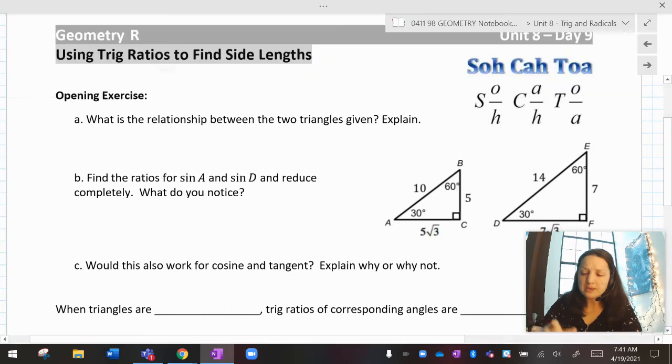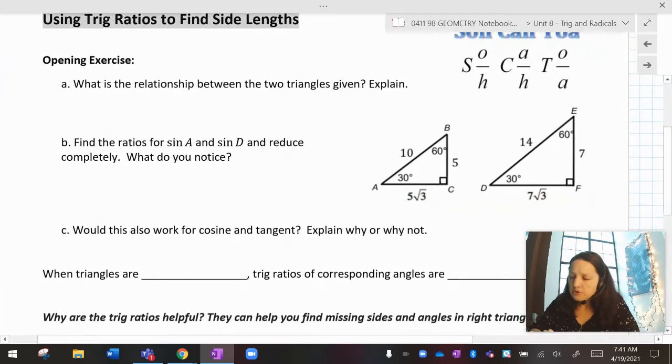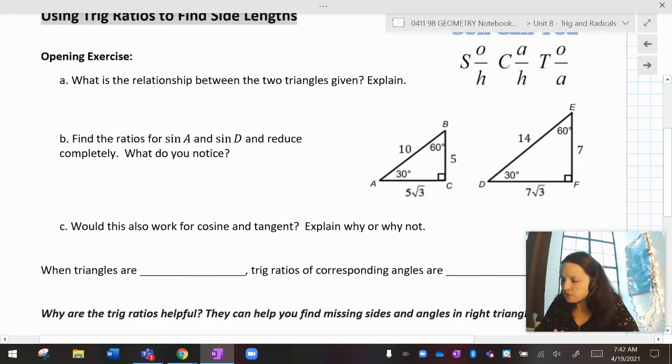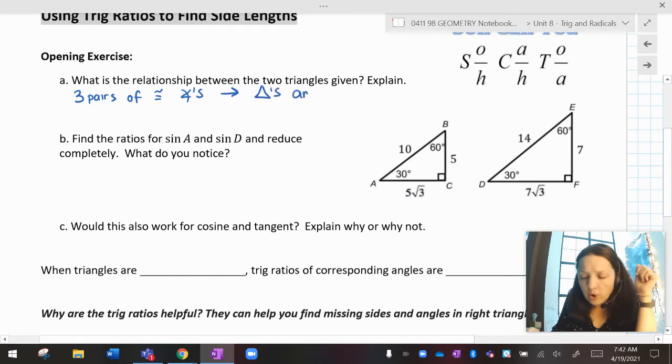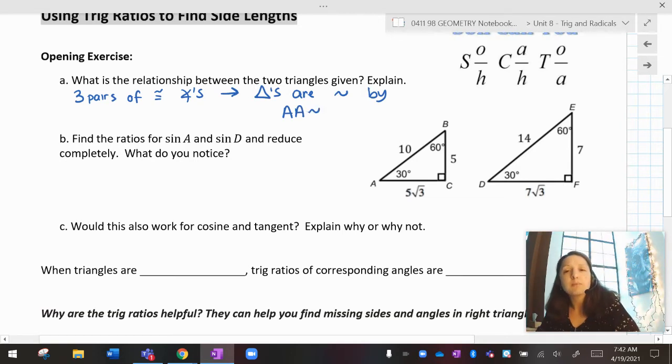Today we are going to use trig ratios to find some side lengths, but I need to give you a little bit of backstory. First, what's the relationship between these two triangles? Well, they kind of look alike. One's bigger than the other, but you know what I realized? They're both 30, 60, 90, which means they have three pairs of congruent angles, which means these triangles are similar by angle-angle similarity. Remember, if two triangles have the same angles, then they're similar. Then it says find the ratios for sine A and sine D and reduce.